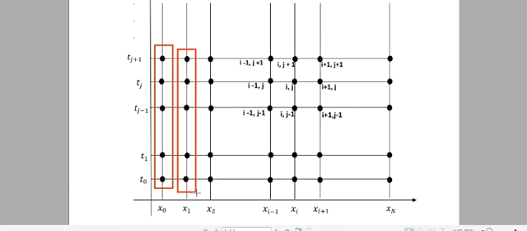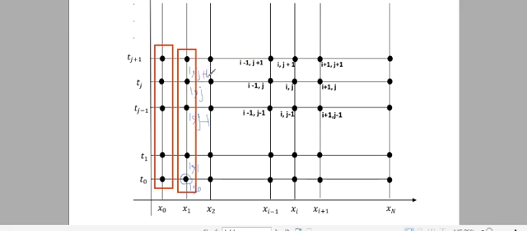We consider the next column, and we can see for the first point at this column, what are the two indexes for this point? 1 and 0. The next point? 1 and 1. The next point, in general? 1 and j minus 1. And the next? 1 and j. The next, again, 1 and j plus 1.